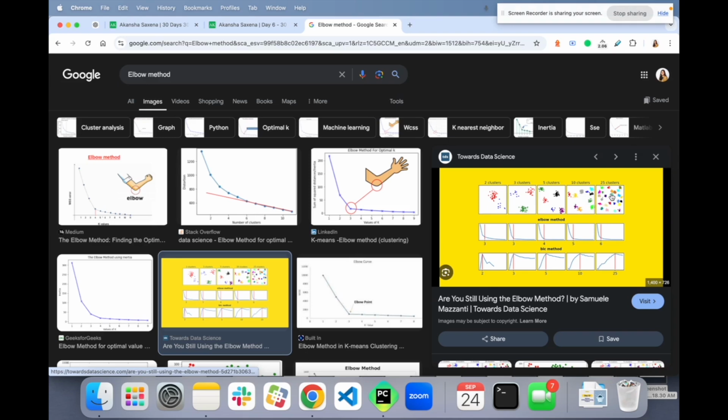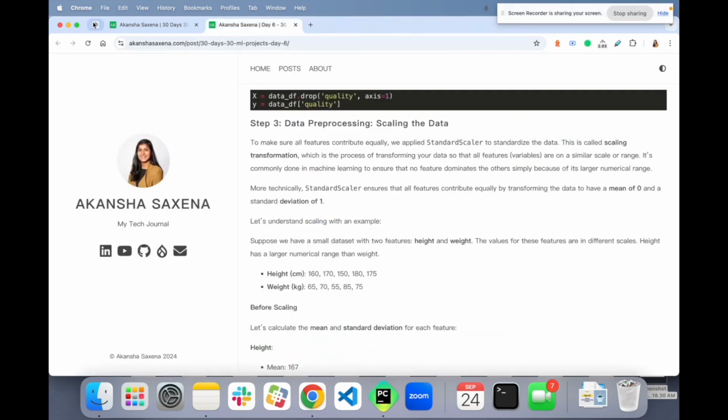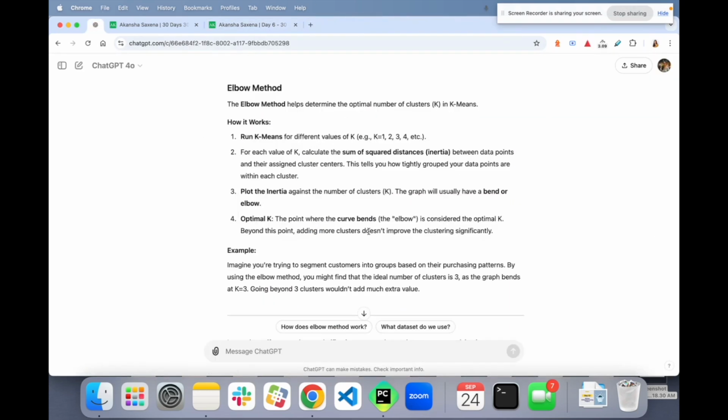If you see, let's open it. Here the inertia, the elbow method is here, here also the elbow method makes sense. But here it is going too much, right? Here as we increase the clusters, the change between the data points of the nearest clusters is not significant. So it does not make sense. It does not improve the clustering significantly. That is why it is called the optimal K.